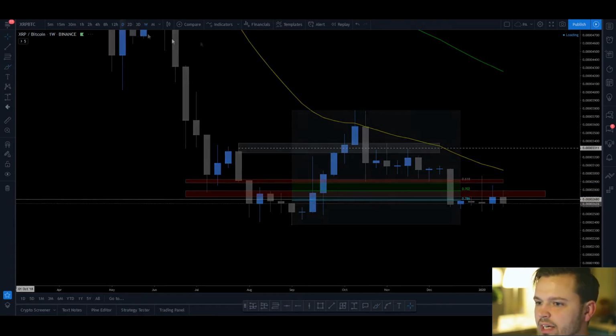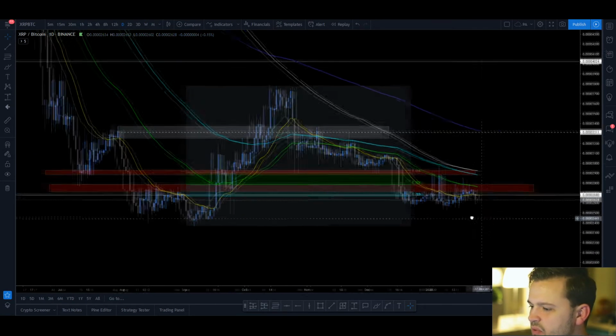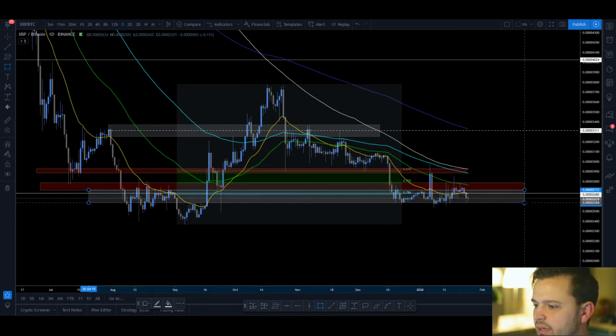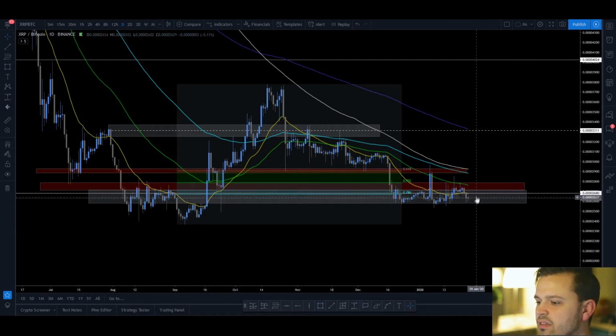Let's zoom into the daily and see if we can find anything more interesting. No, not really. As you can see, we are consolidating in this general area right here. We need to break out of this range here. If we start trading lower, that would be a very bad sign for XRP. We need to get above the daily 21 EMA, this yellow line, to start with, but like I said, on the weekly we really need to reclaim this area.